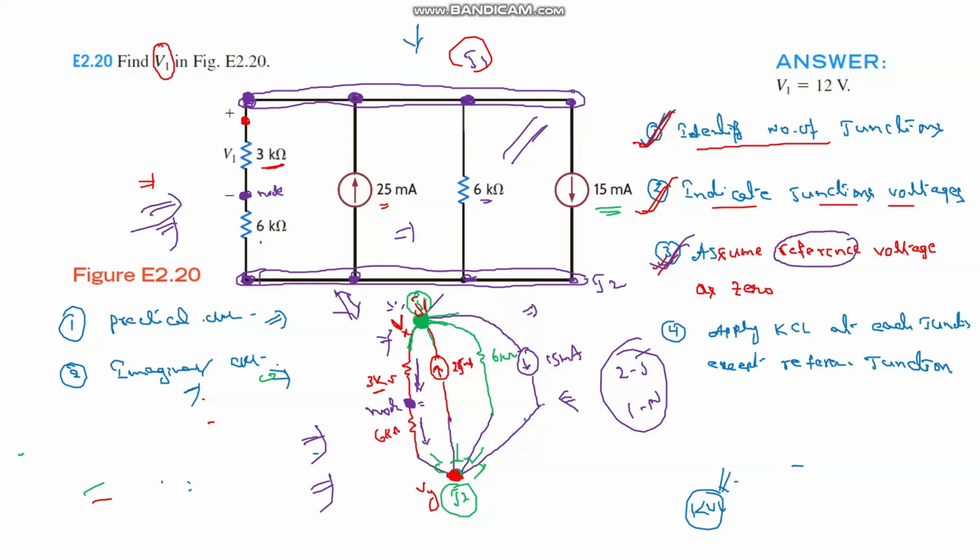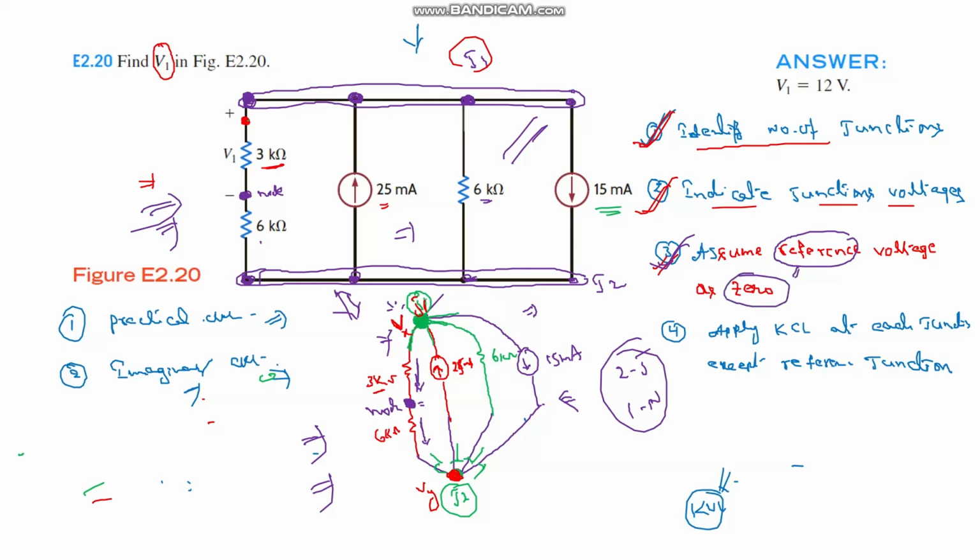In any electrical circuit, among the number of junctions, one of the junctions is assumed as a reference. Every electrical circuit must have only one reference junction. In this circuit, we have only two junctions. Between these two, one junction should be a reference and the other is the principal, main junction. First, why should we assume the reference voltage as zero?